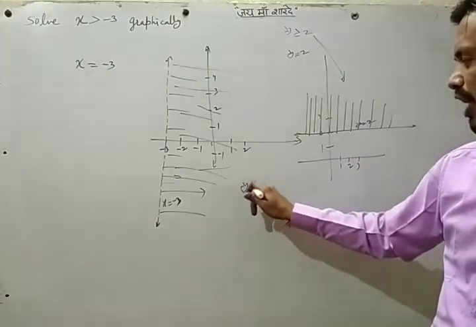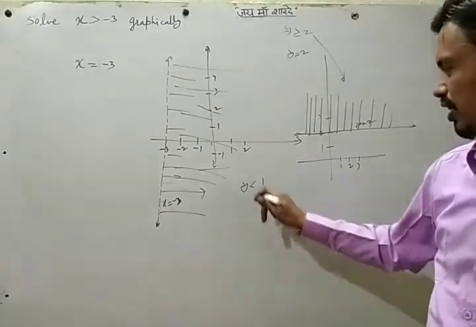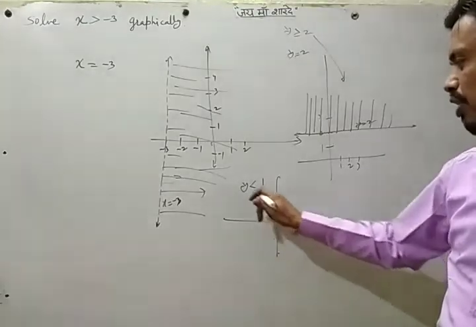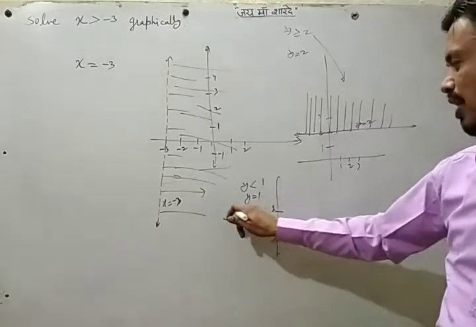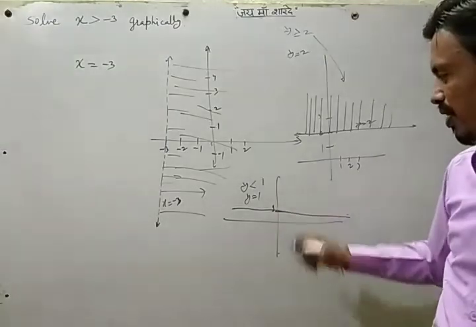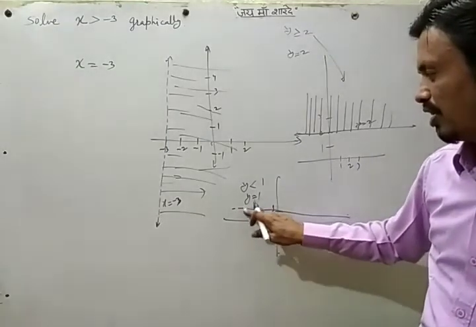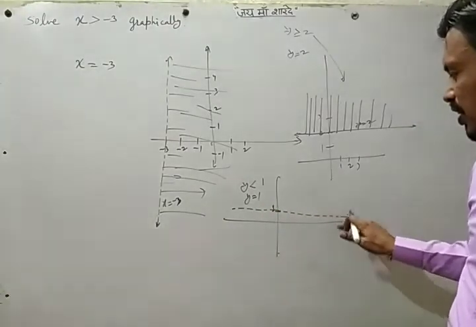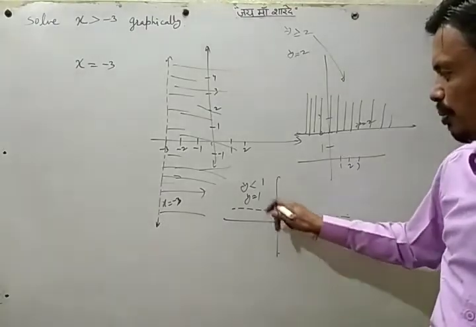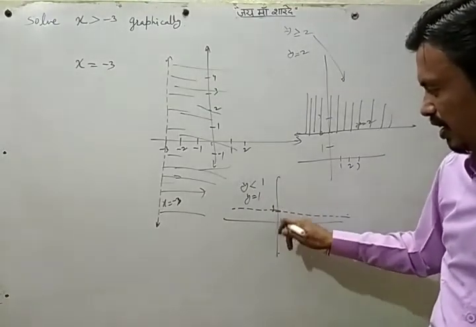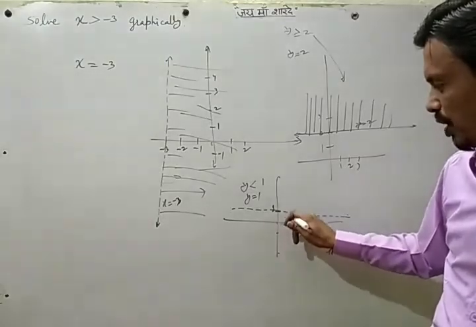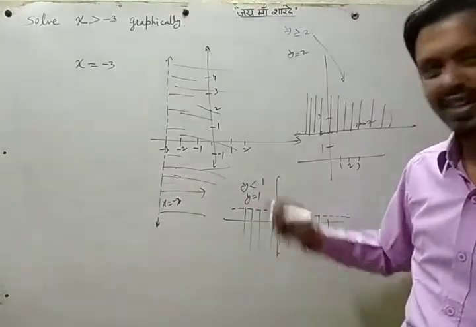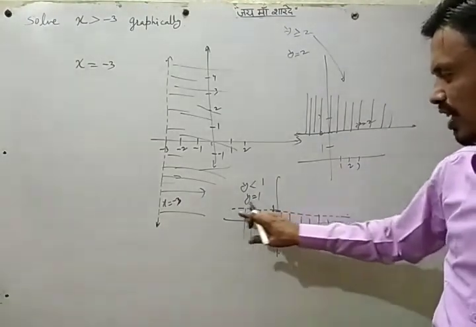For y less than 1, its equation will be y equal to 1, meaning a line parallel to the x-axis and passing through 1. Now it is a strict inequality, meaning the line will be dotted. Now less than 1, so all the points less than 1, y less than 1 is here: y 0, y minus 1, y minus 2, all the points are less than 1. So this portion is the solution of y less than 1, not including this line.